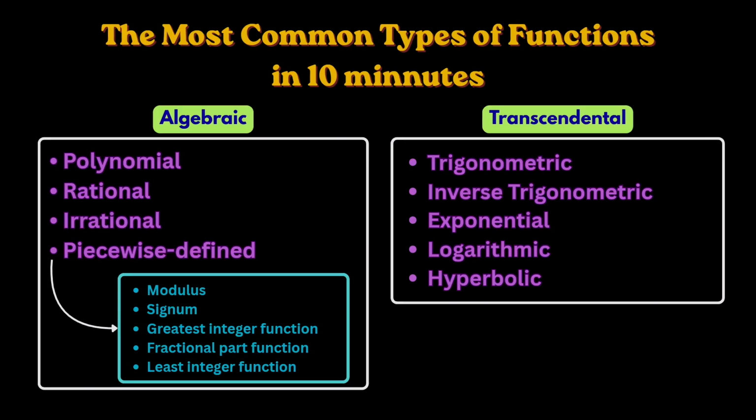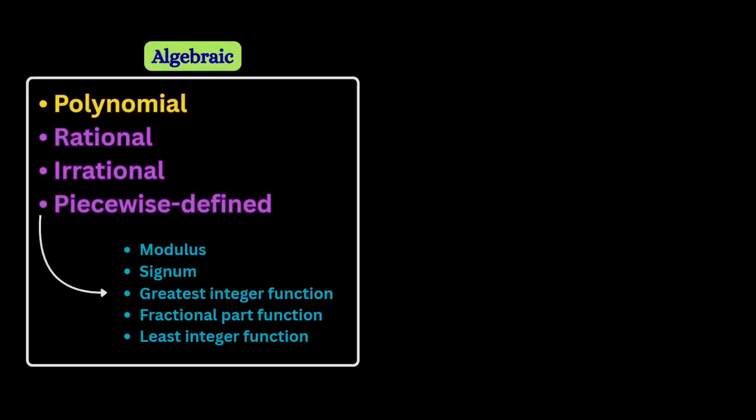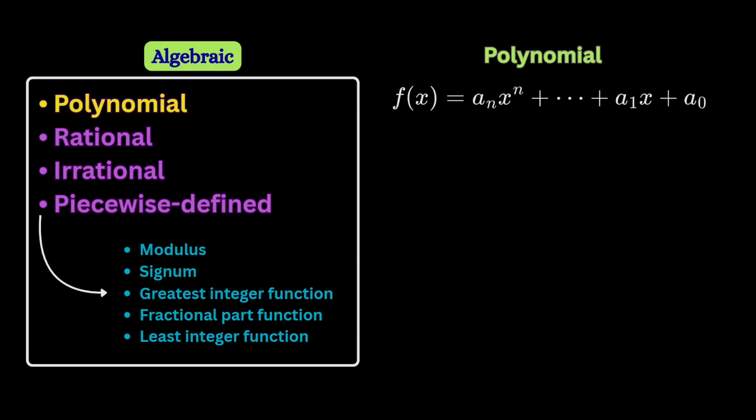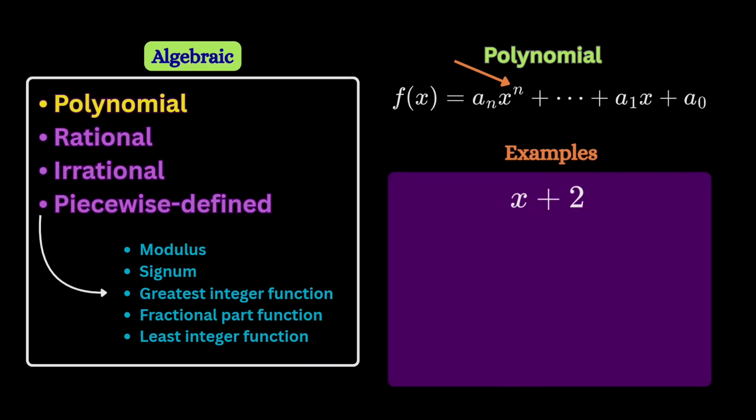So let's just start with the algebraic functions. The most common type of algebraic function is a polynomial. A polynomial is written in this form, but the best way to recognize a function and to know if it's a polynomial or not is to take a look at all the powers of x, and if these n's were all whole numbers, then you are dealing with a polynomial. For example, x plus 2 is a polynomial, a quadratic function is a polynomial, a cubic function is a polynomial, or whatever you can think of.